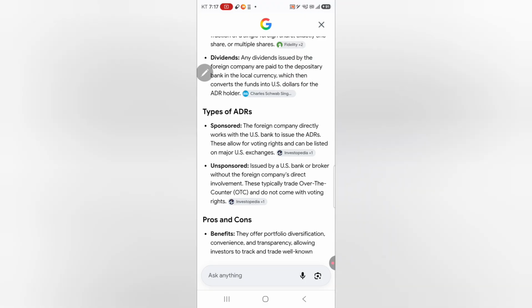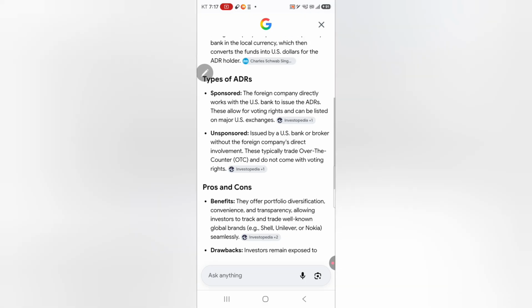Types of ADRs: sponsored and unsponsored. Sponsored. The foreign company directly works with the US bank to issue the ADRs. These allow for voting rights and can be listed on major US exchanges. Unsponsored. Issued by a US bank or broker without the foreign company's direct involvement. So with SK hynix, it's a sponsored ADR, I think. These typically trade over the counter, OTC, and do not come with voting rights.